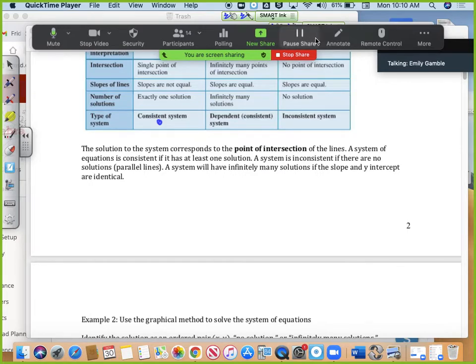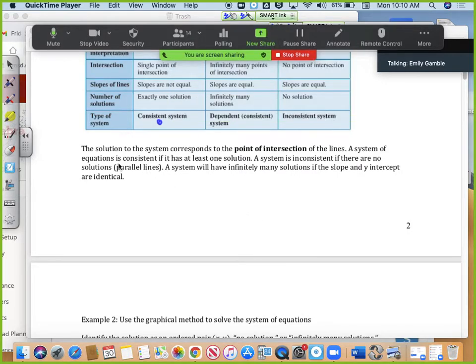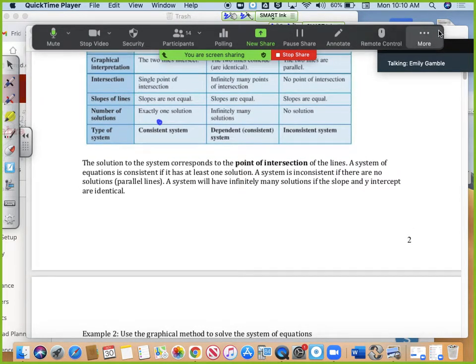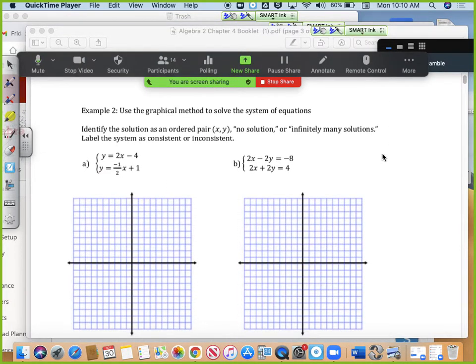So the solution to the system corresponds to the point of intersection of the lines. A system of equations is consistent if it has at least one solution. A system is inconsistent if there are no solutions. And a system will have infinite solutions if the slope and y-intercept are identical. So that's a bunch of nonsense. But basically, I want you to just know there's either going to be one solution, infinite solutions, or no solutions.